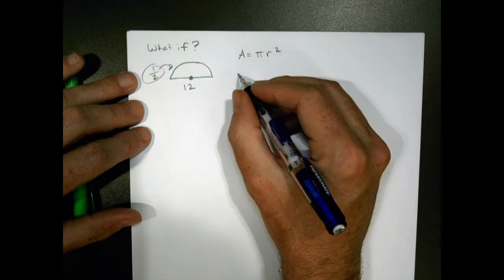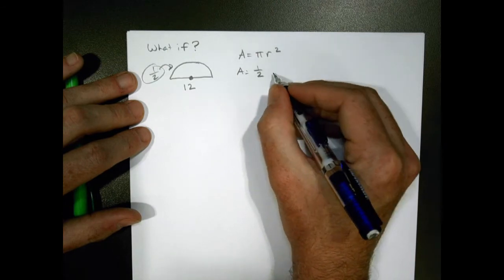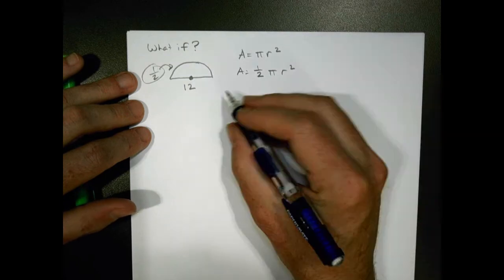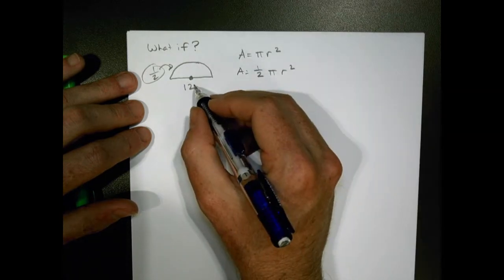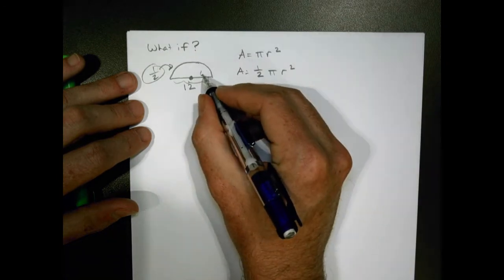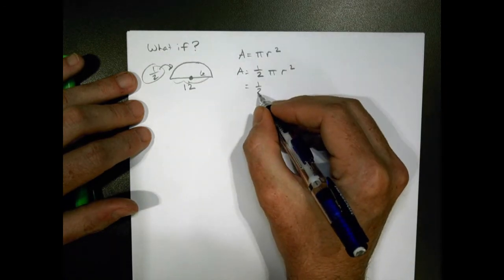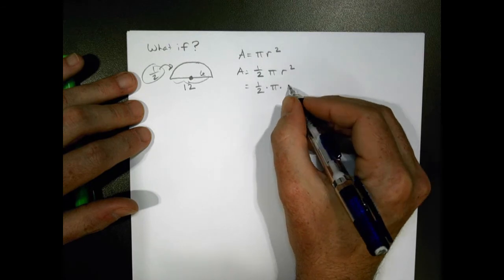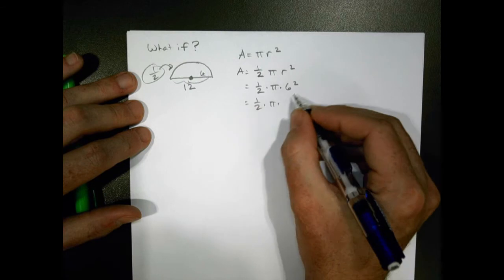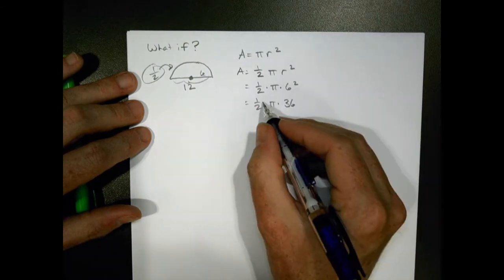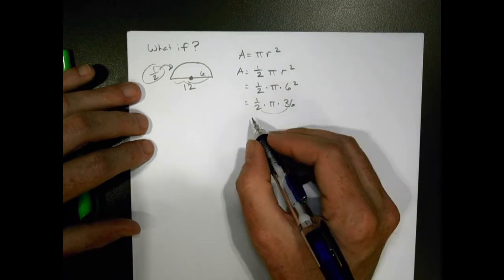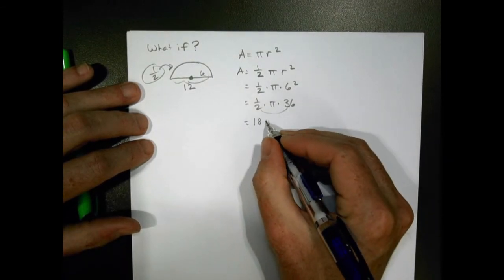So the area of this shape is going to be equal to 1/2 times pi times r squared. What is the r in this case? Well, the diameter is 12, and the radius is half of that, so the radius would be 6. So we do 1/2 times pi times 6 squared. 6 squared is 36, and half of 36 is 18. So we have 18 pi.